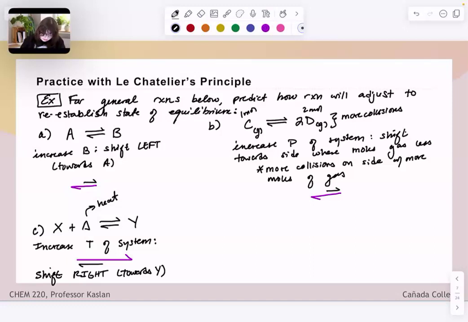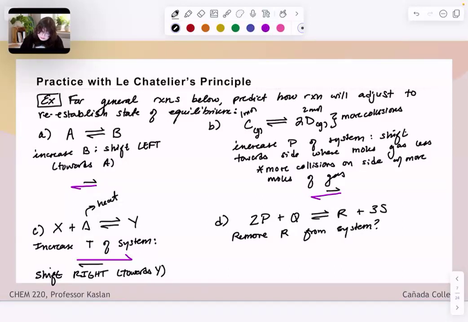And then let's look at just something a little more complex. 2P plus Q exists in equilibrium with R and 3S. So what happens if we remove R from the system? So we are decreasing the amount of R that's present.